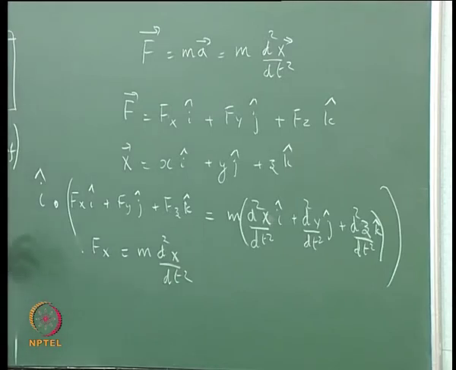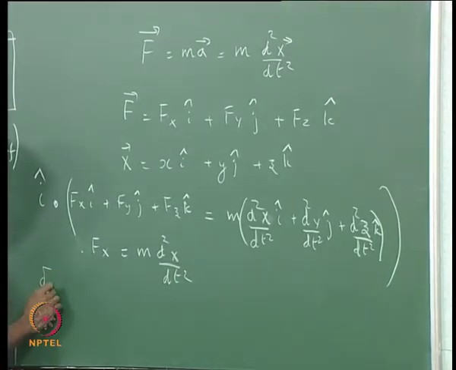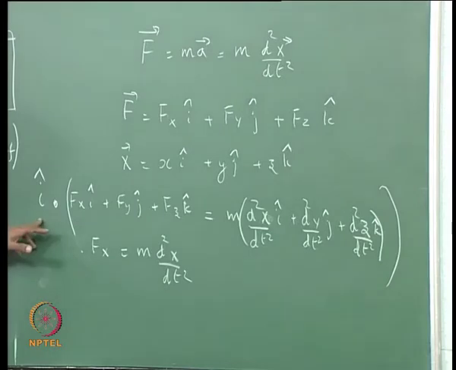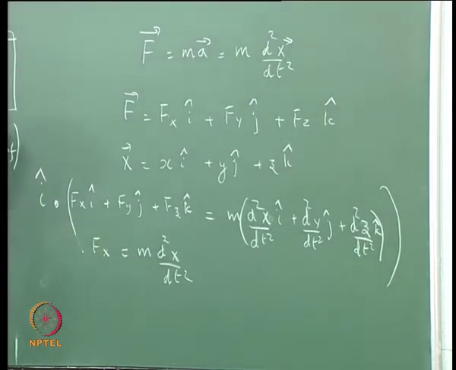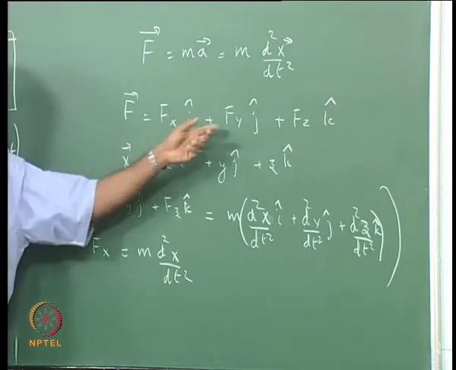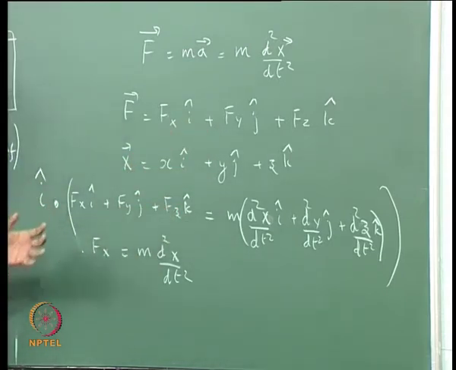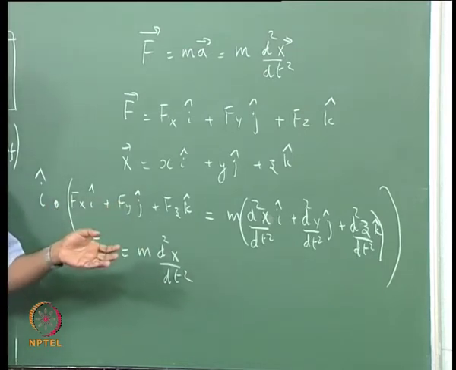Actually I had a summation, but I have this property that i dot i is 1, i dot j is 0 and i dot k is 0. So similarly if I take a dot product with j, I would get the equation fy equal to m d squared y by dt squared. If I take the dot product with k, I will get fz equal to m d squared z by dt squared. So this is actually, you have an equation and you are projecting it on a basis function, the same basis function you use here, to keep what you want and to get rid of the other things, we are conveniently using the orthogonality property of the basis functions, okay.